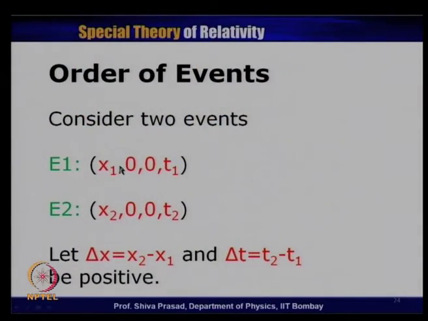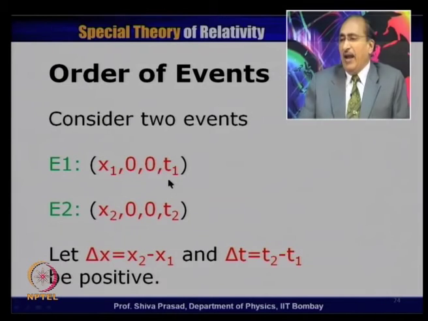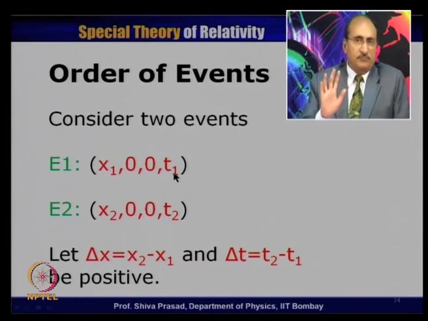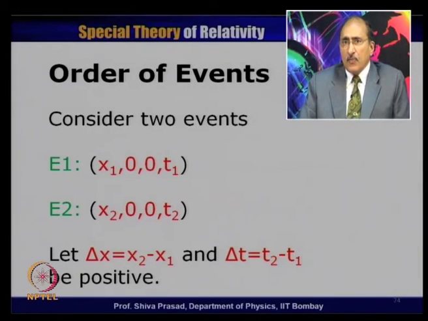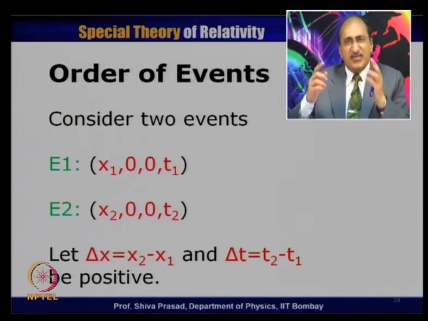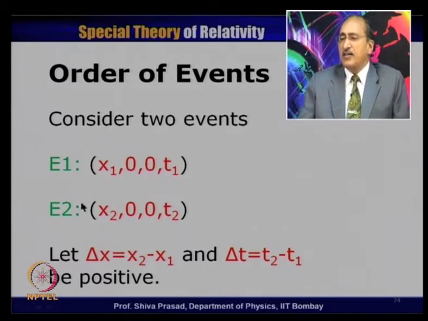So, let us consider any two events. Let us call event number 1 E1, which appears at a coordinate x equal to x1, y coordinate is 0, z coordinate is 0, and it occurs at a time t1, any arbitrary event. Let us look at the second event. The second event occurs at a coordinate x2, y and z I am taking 0 to make things simple, and occurs at a time t2.